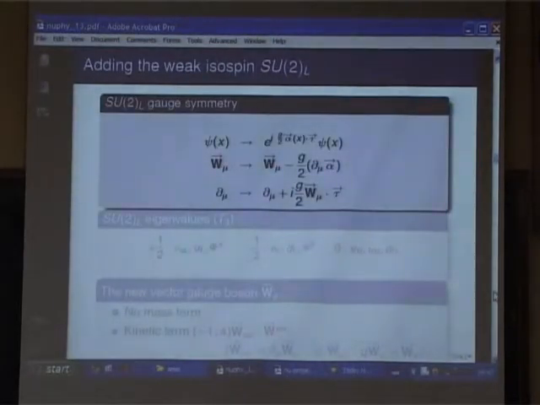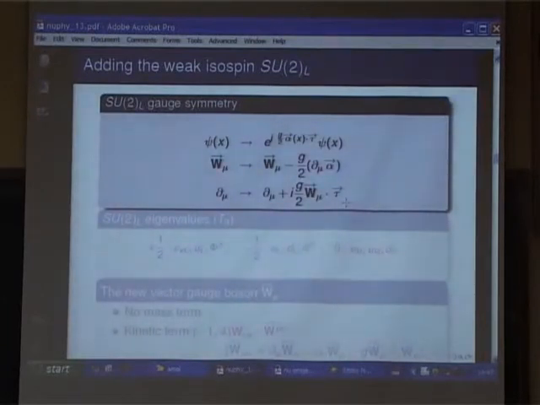Then we do the same thing with SU(2). SU(2) again means that I need my psi to transform like this. Remember, this psi is a doublet. And that implies that we have a gauge field W, three gauge fields actually, and these three conditions.